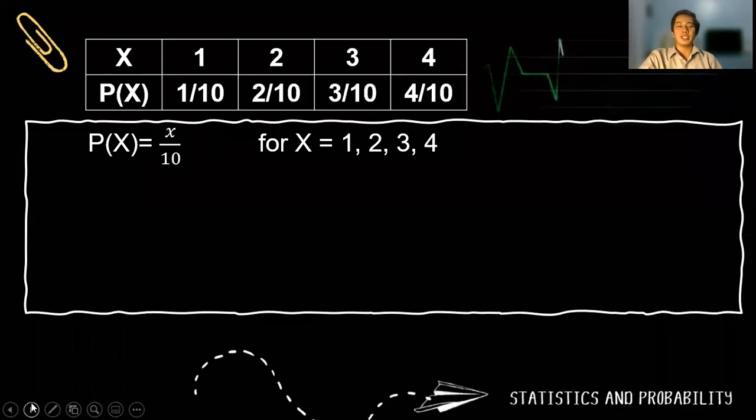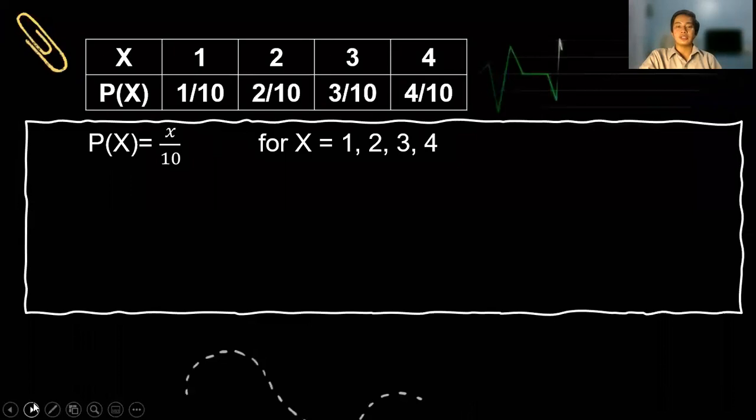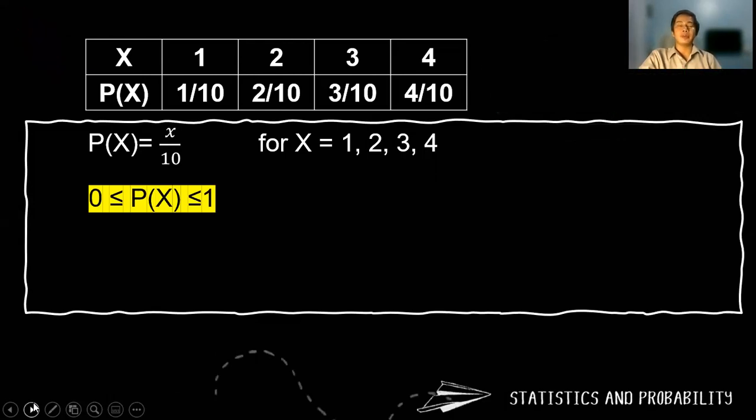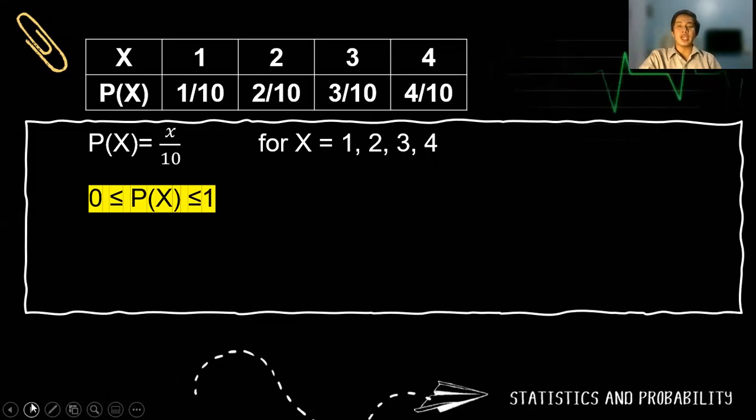Applying all the properties, are all the values of the probabilities between 0 and 1? Yes, so it satisfied the given condition. Now let us use property number 2 in getting the summation of the probability of the random variable x, and it should be equal to 1.